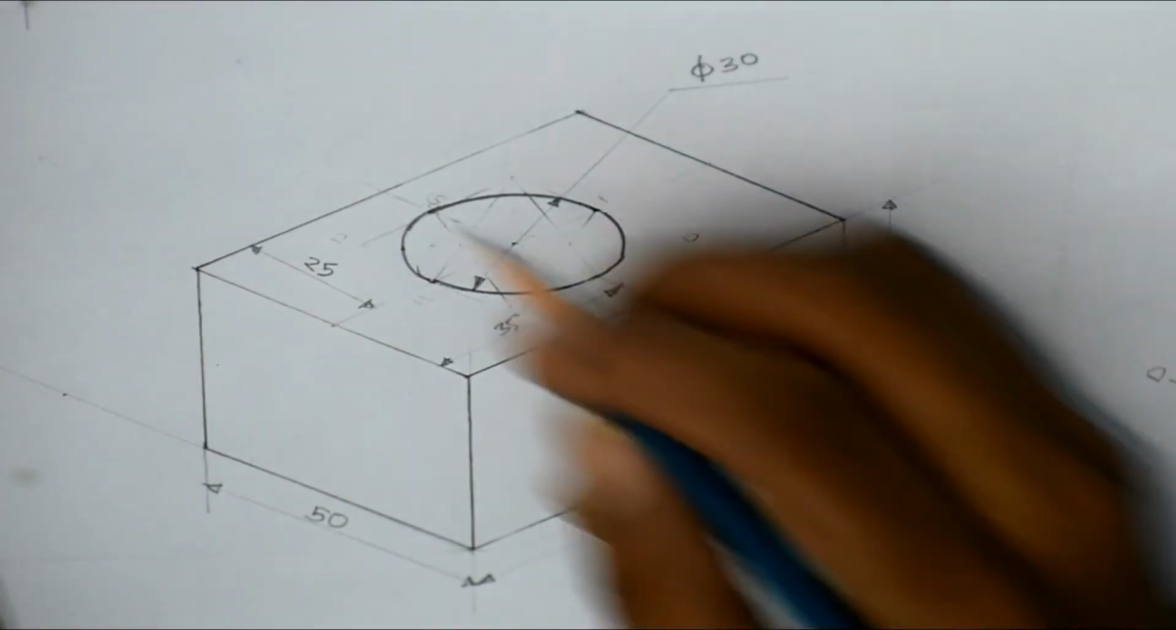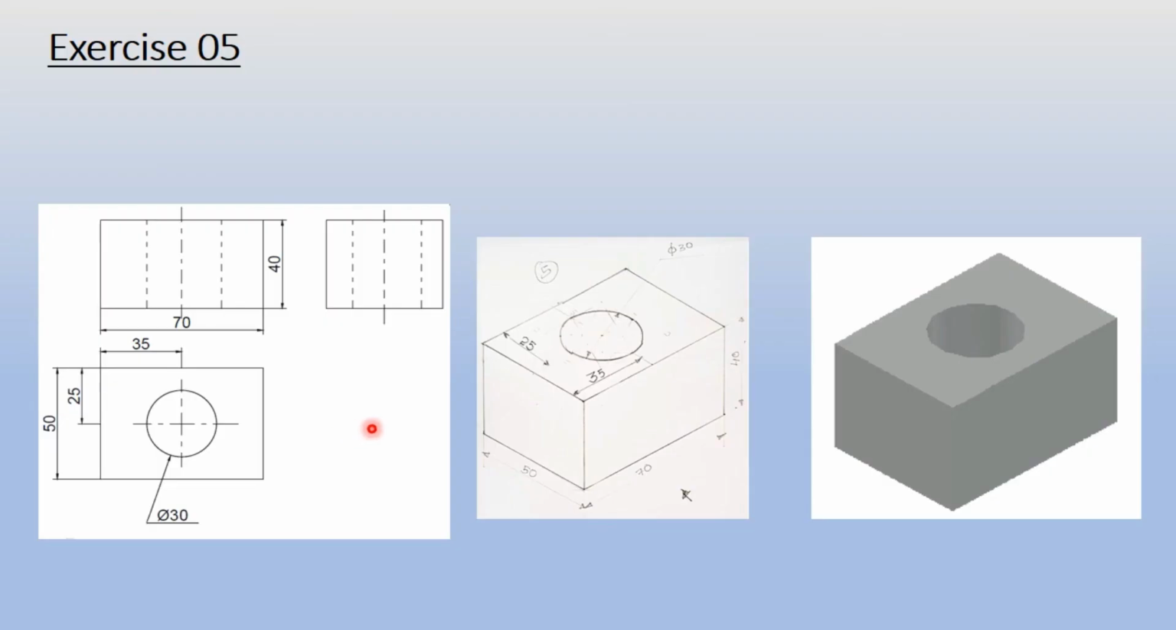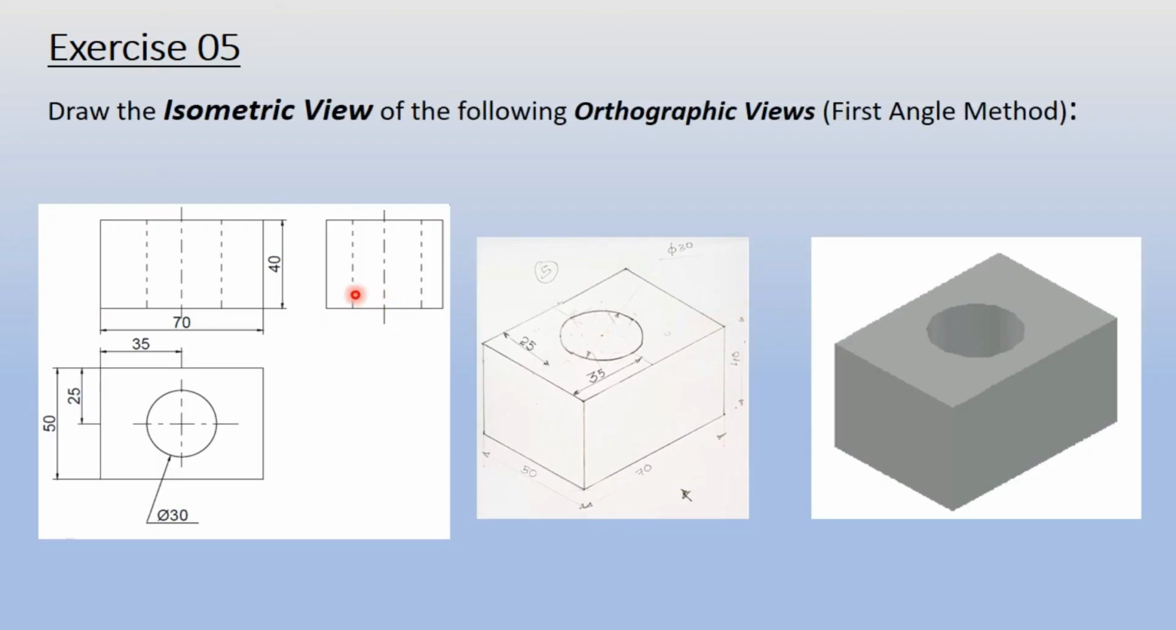And this completes our exercise number 5. Thank you. This is the final answer of exercise number 5. These are the orthographic views. We have drawn its isometric view. This is the realistic view with a central hole.